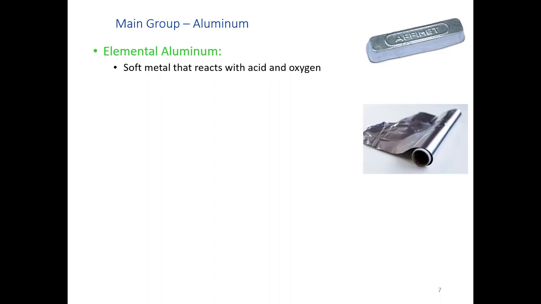Moving on to aluminum, the first metallic triel. It is a soft, pliable metal in its elemental form that reacts with both acids and oxygen. You're probably most familiar with this metal in the form of aluminum foil. The reaction of aluminum with acid is a redox reaction where aluminum gives up 3 electrons and generates hydrogen.